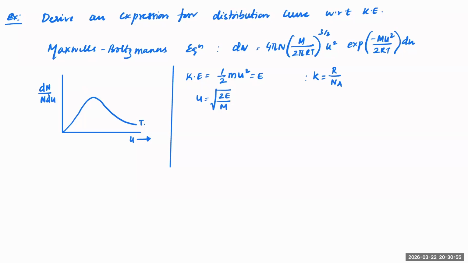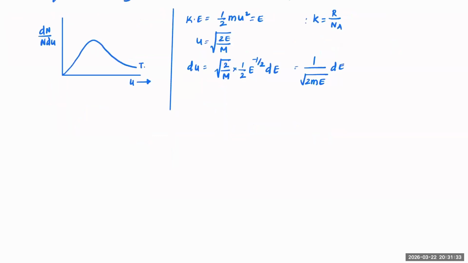Got it? So if I differentiate this, what do I get? du is equal to under root of 2 by m, correct? And then again I will get this as half of E raised to power of minus 1 by 2, correct? That into dE. This is the expression which I'll get, isn't it? Which can be written as 1 by under root of 2mE into dE. Can I write that? Clear? Because that 2 and 2 will cancel out as a root 2 there. So we'll get this term.